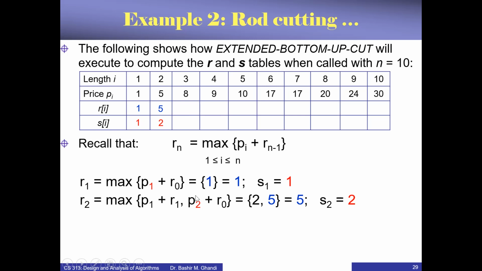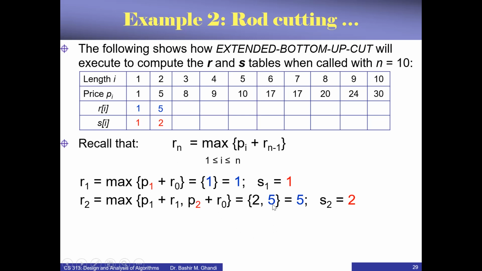Okay. What about the next term? P2, we computed it earlier. P2 is 5. And R0 is always 0. So 5 plus 0 is 5. The question is, which of these is the maximum? Obviously, 5 is the maximum. This is why we highlight it here as blue. Therefore, our R2 is 5, and that's what we saved here in this location.